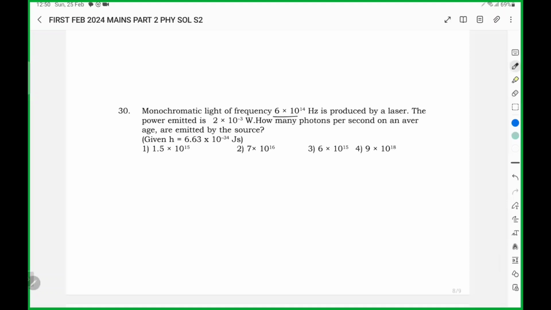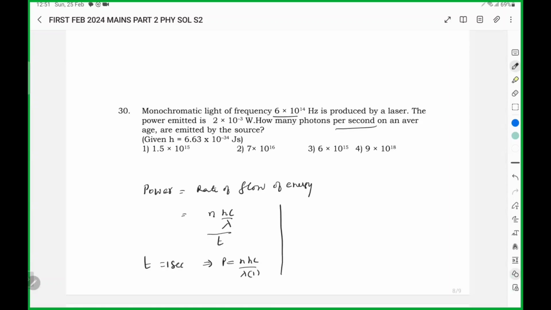Monochromatic light of a given frequency is produced by a laser. Power is equal to the rate of flow of energy. If one photon has energy, and n photons are released per second, take time as 1 second. Power becomes n h c by lambda. Power is already given as 2 into 10 power minus 3. The value of h is 6.63, which I will take roughly as 20 by 3 into 10 power minus 34. c by lambda is 3 into 10 power 8 by lambda.